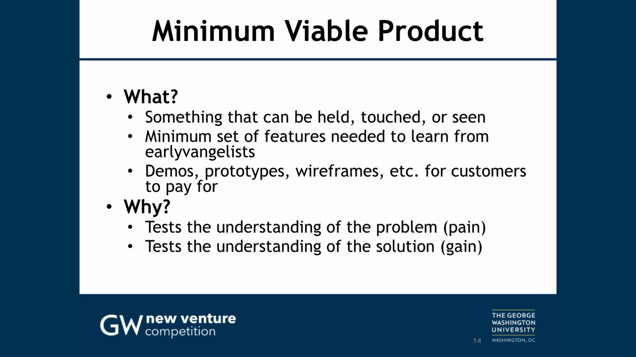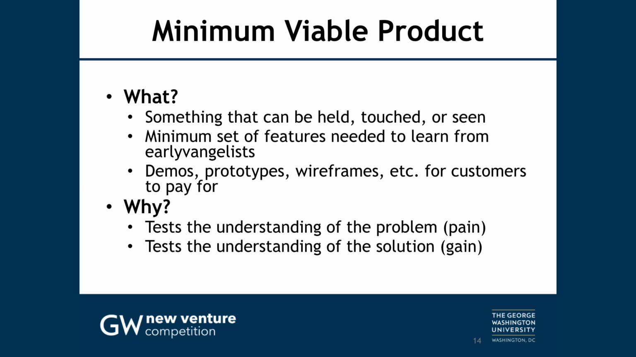So, what is a minimum viable product? It is something that can be held, touched, or seen. It has a minimum set of features that you can use to learn from your customers. Better still, you might want to learn from that subset of early adopters, sometimes called early evangelists. These are the folks who typically are on the leading edge, who understand market trends and phenomenon before other folks. They're generally not the target market you have because there's so few of them. But you want to have something that you can put in front of prospective customers that you can use as a learning tool. Demos, prototypes, wireframes are all good, but you want to get something.